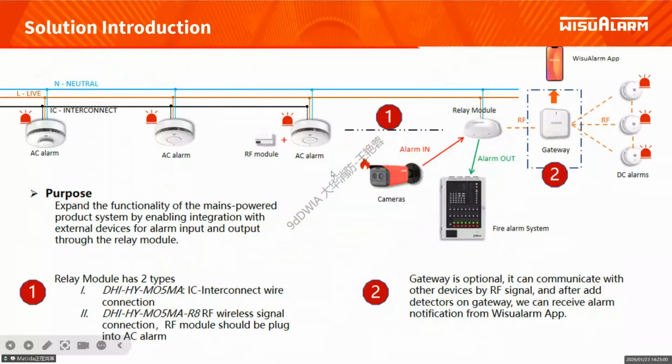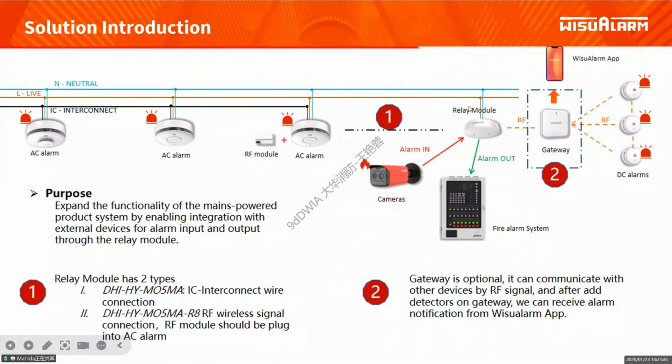And here is our full solution. The solution usually includes our cameras, our wireless DC alarms, the gateway, the wireless relay model, and can also include some AC alarms with the RF model, and also can include our fire alarm panel or some external devices.